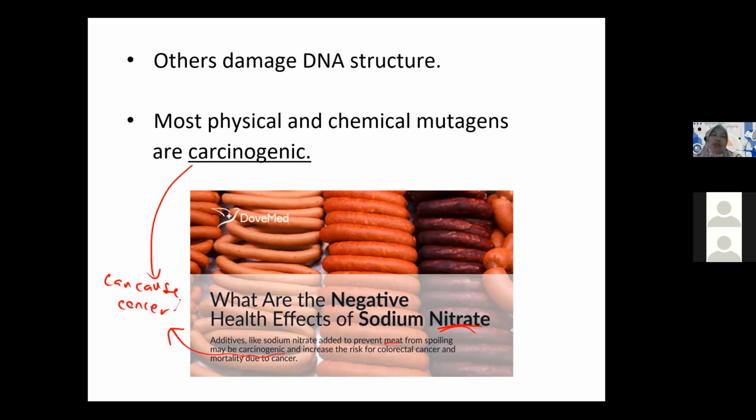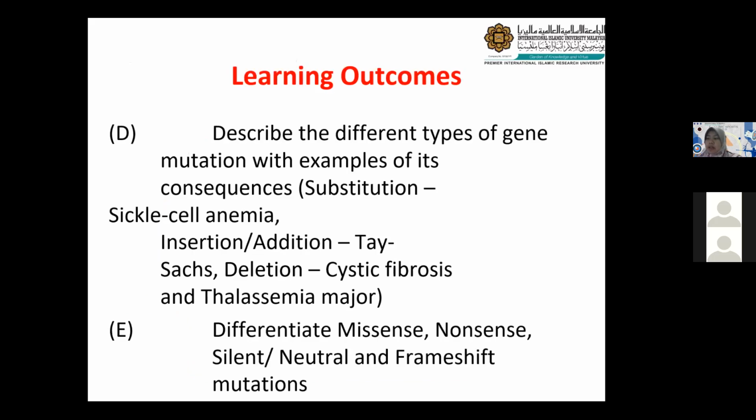Okay, so tu. Alright, so other mutations, right, damage the DNA structure. But most physical and chemical mutations that we discussed just now are carcinogenic. Carcinogenic means they can cause cancer. Okay, right. So tu. Okay, so far any question?